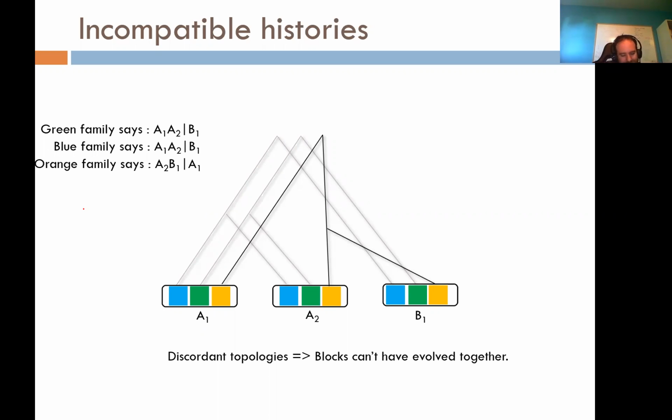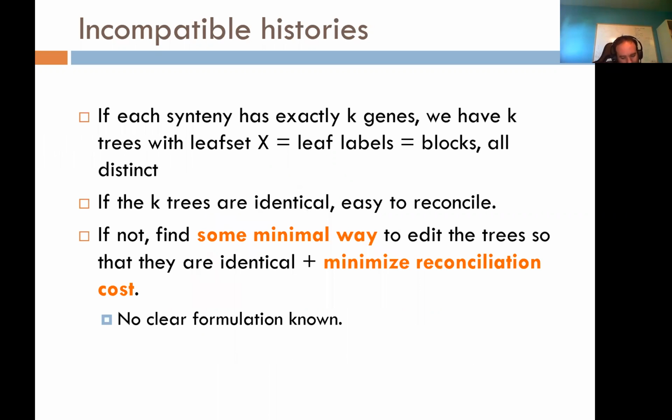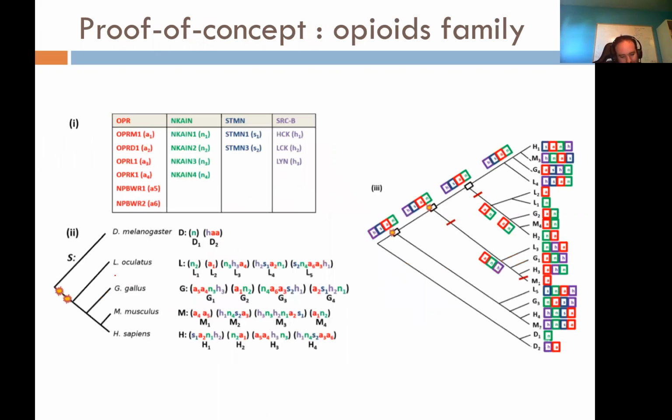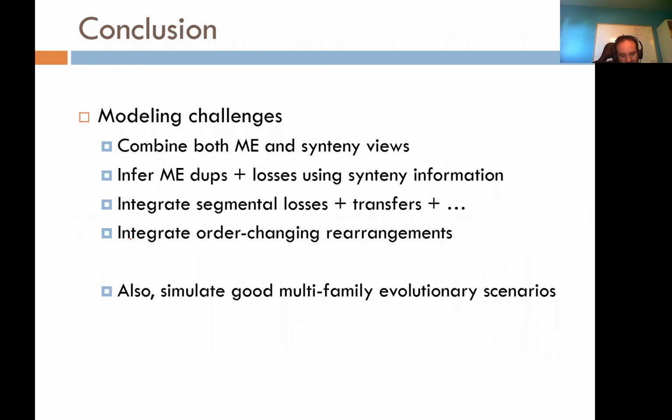Okay, so I will conclude here. I did have a few slides. I will mention that we did proof of concept experiments on the opioid families and showed that it could be applied to interesting gene families, but honestly, I don't have too much to say in terms of biological insight here. We just inferred some segmental duplications and losses on a particular family, just to show that it could be used. But I will conclude here and say that we're still facing a lot of modeling challenges.